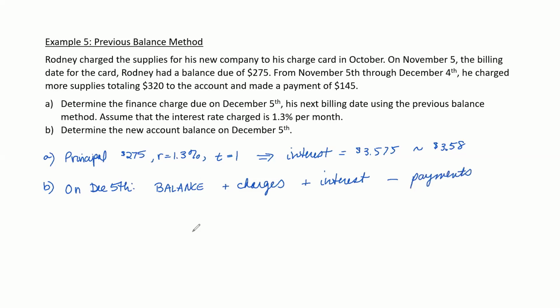So this is the previous balance method. So that previous balance was $275. Charges, it said he spent $320. Interest was $3.58, and he made a payment of $145. So we add those together, subtract the payment, and we get a total of $453.58. So that is his balance due on December 5th.